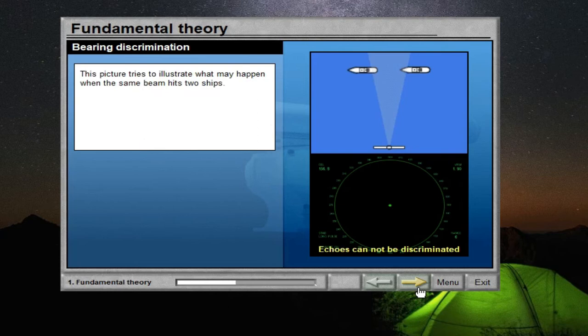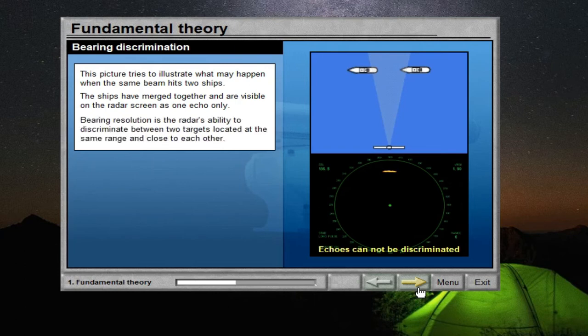This picture tries to illustrate what may happen when the same beam hits two ships. Only one echo is displayed on the radar screen. Bearing resolution is the radar's ability to discriminate between two targets located at the same range and close to each other.